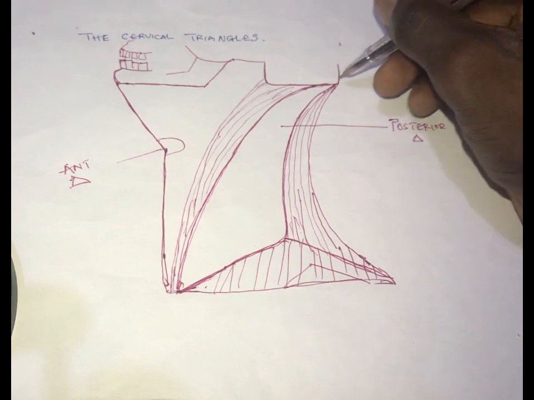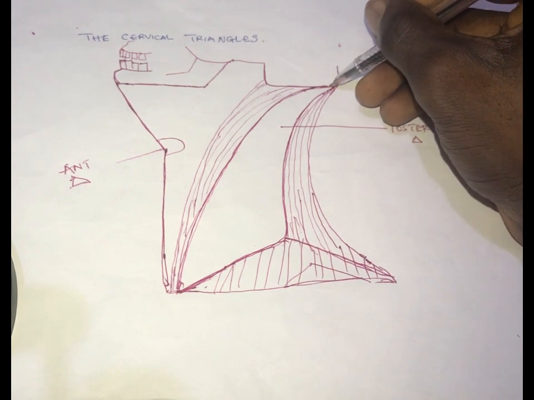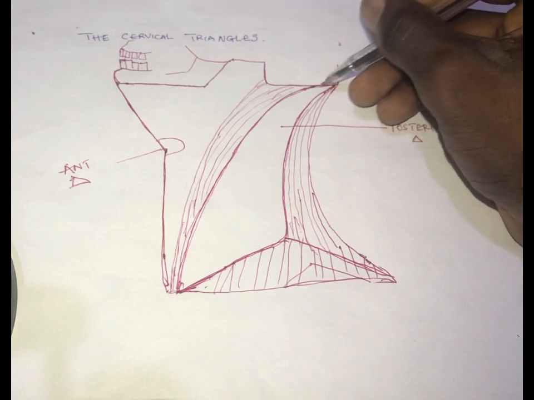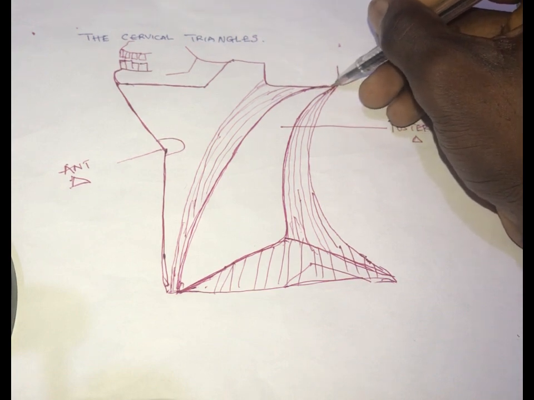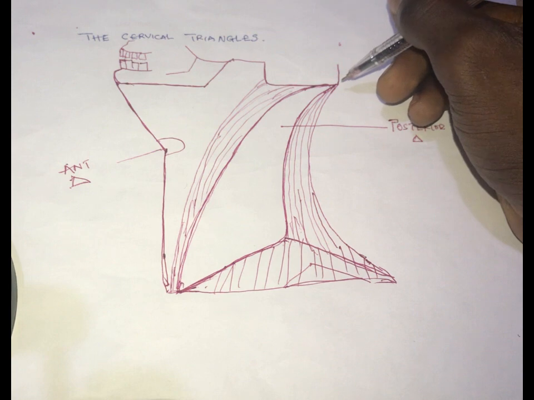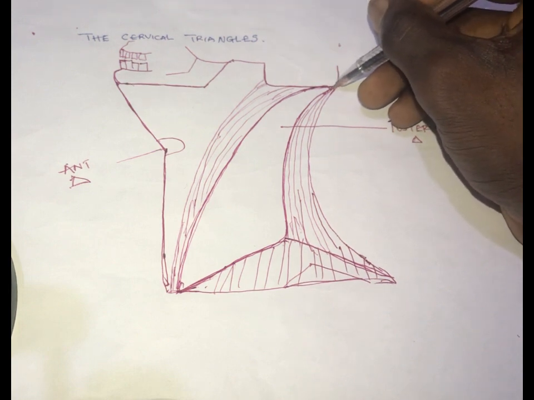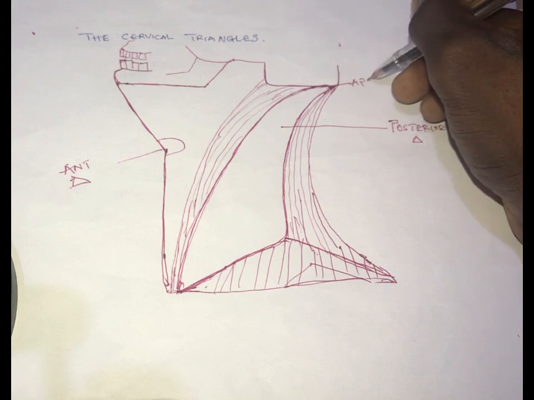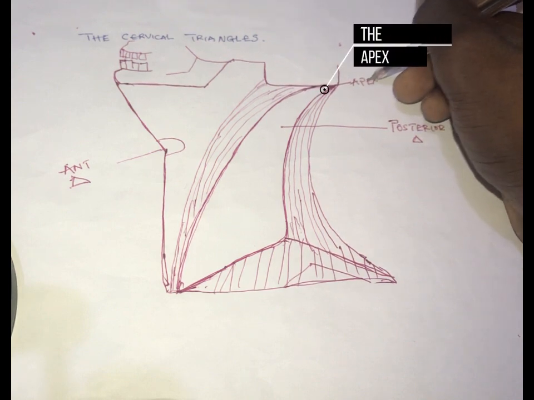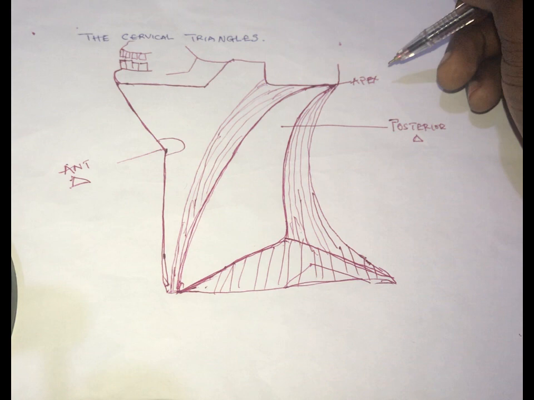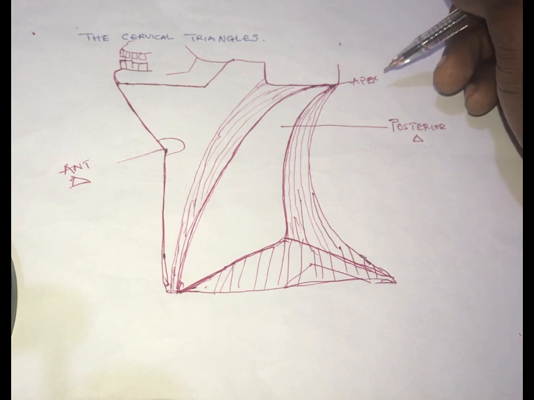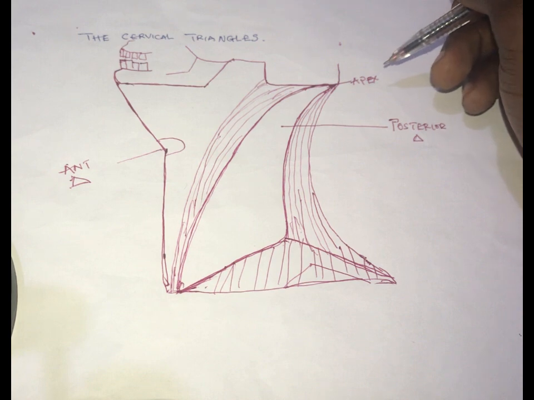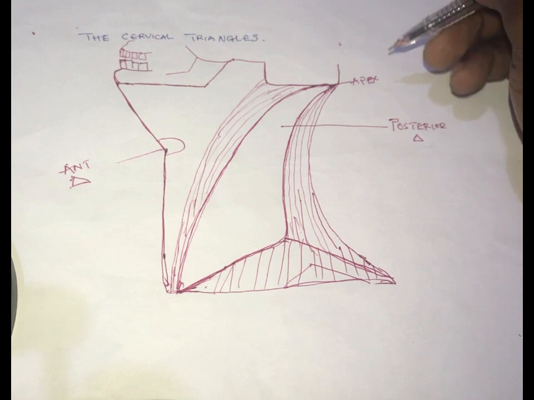The apex is formed by the point of attachment of the two muscles, the trapezius muscle and the sternocleidomastoid muscle, around the nuchal line of the base of the skull. The point of attachment of these two muscles forms the apex of this triangle. So the posterior triangle is now further divided into two smaller triangles.